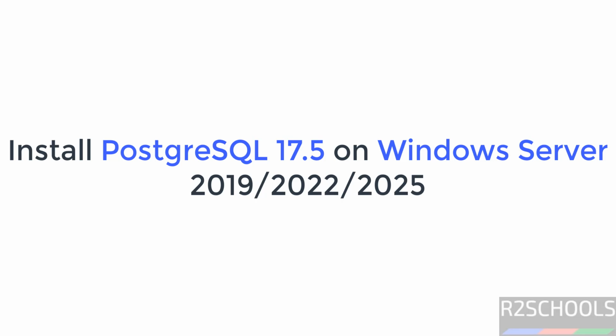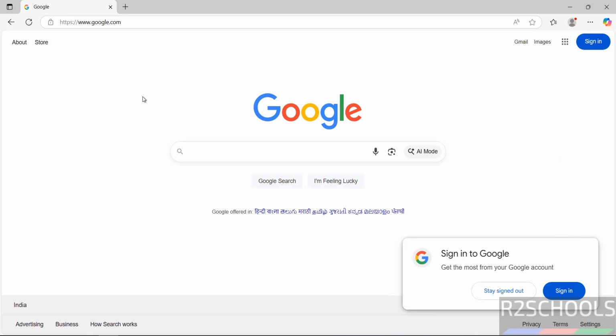Hello guys, in this video we will see how to download, install and configure PostgreSQL Server 17 version on Windows Server editions. Like it may be Windows 2019, 2022 or 2025. Okay, I am on Windows Server 2019, but the process is same on all Windows Server versions.